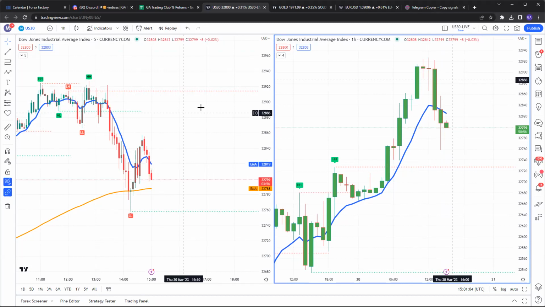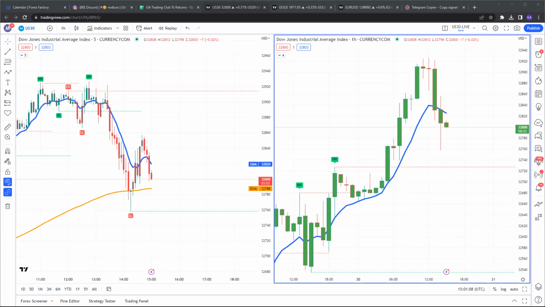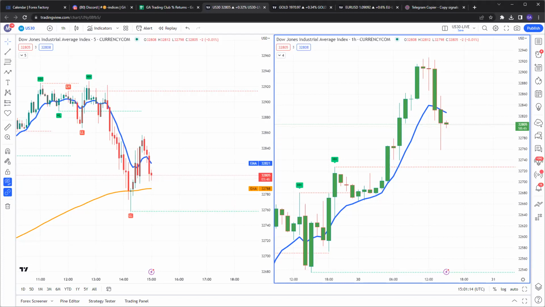So either way, these things will never change, right? If not the 9 EMA, the entries are always either, give me one quick second. Just 1 second.